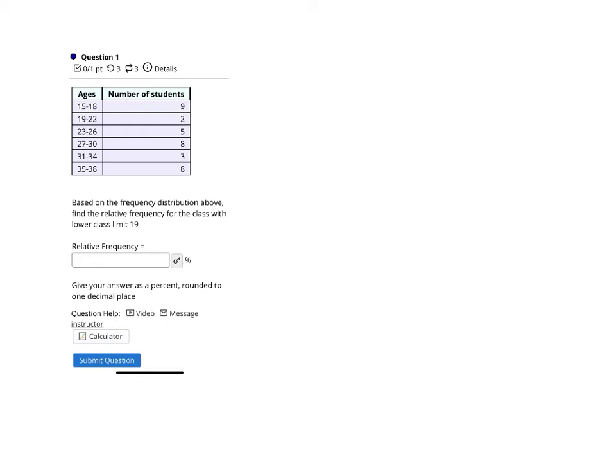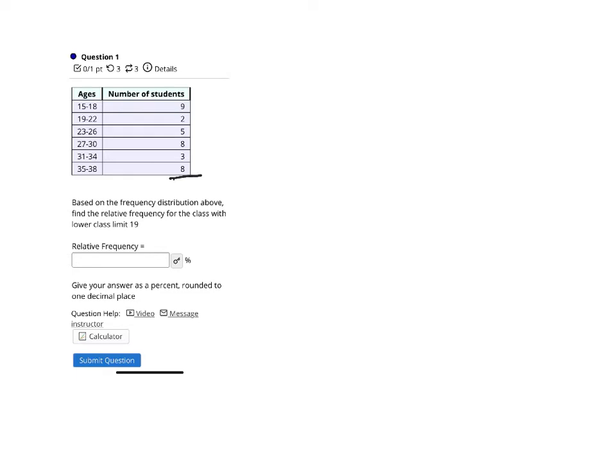Based on the frequency distribution above, find the relative frequency for the class with a lower class limit of 19, and make sure your answer is in percent because they have the percent symbol there. So the first thing we're going to do is total the number of students.